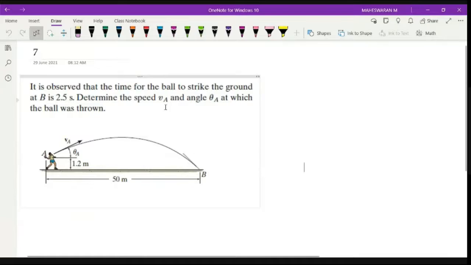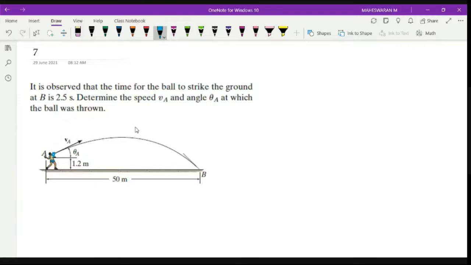So it is observed that the time for a ball to strike the ground at B is 2.5 seconds. So when it strikes here, it is 2.5 seconds. Determine the velocity VA. So they have mentioned, so actually this is U. So velocity UA and angle theta at which the ball is thrown. This is my question. Okay, so let me consider this is my location.